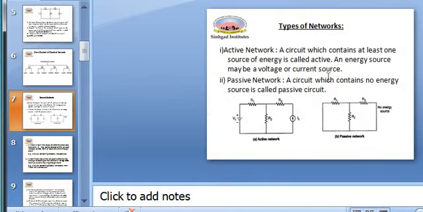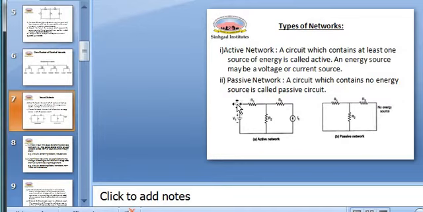What is an active and passive network? Active means a circuit which contains at least one energy source. Such a network is called an active network. The energy source may be a voltage source or a current source. For example, you can see this network. Here there is one voltage source and one current source. There are 2 sources. When the circuit has an energy source, such a network is called an active network.